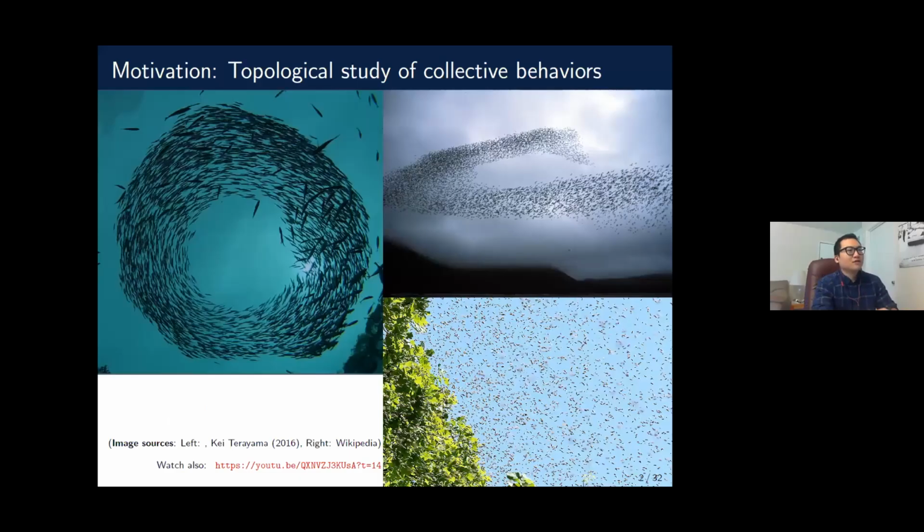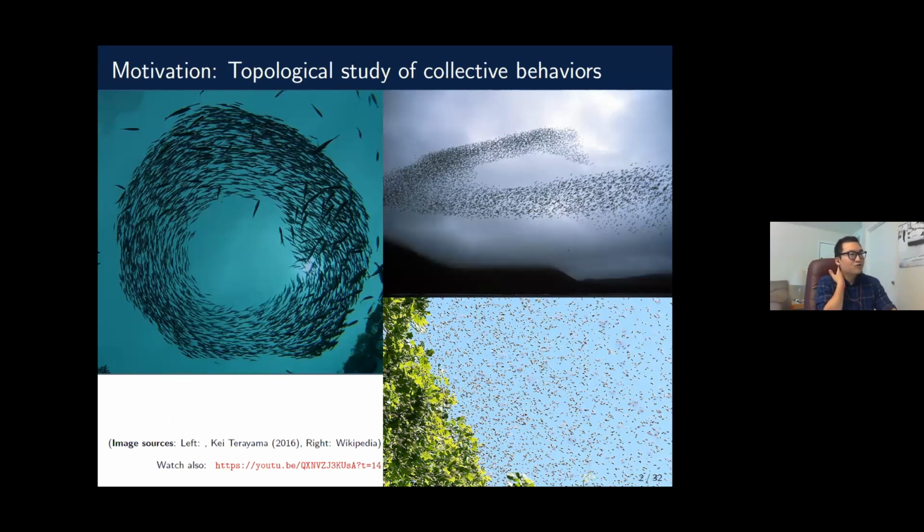So one motivation of this study is the topological study of collective behaviors. As you already know, there are many instances of collective behaviors in nature: a school of fish, a flock of birds, or a swarm of bees. Because the distances between entities change over time, we can see them as dynamic metric data. As you can see from the pictures, there is lots of interesting geometry and topology going on.